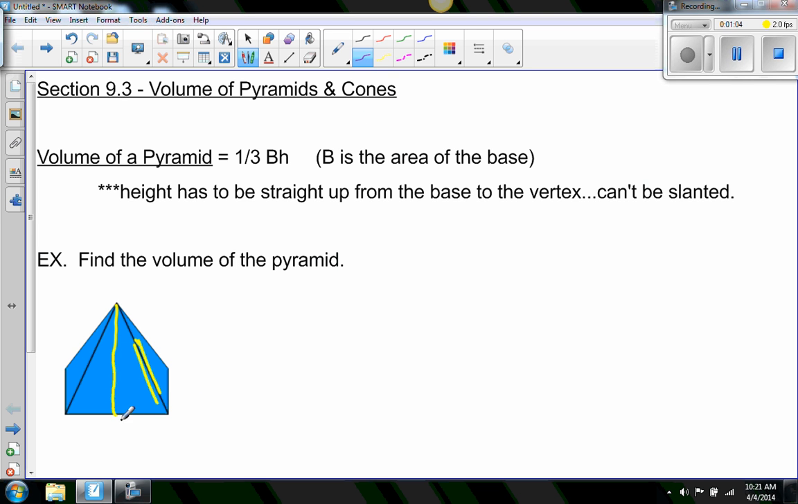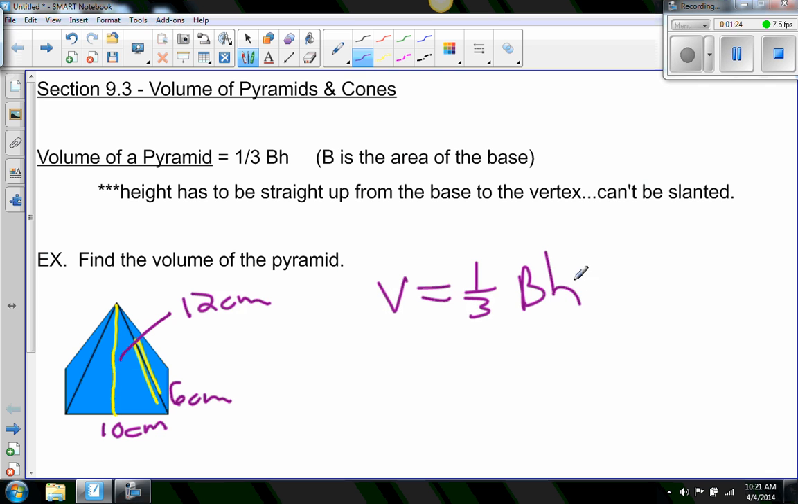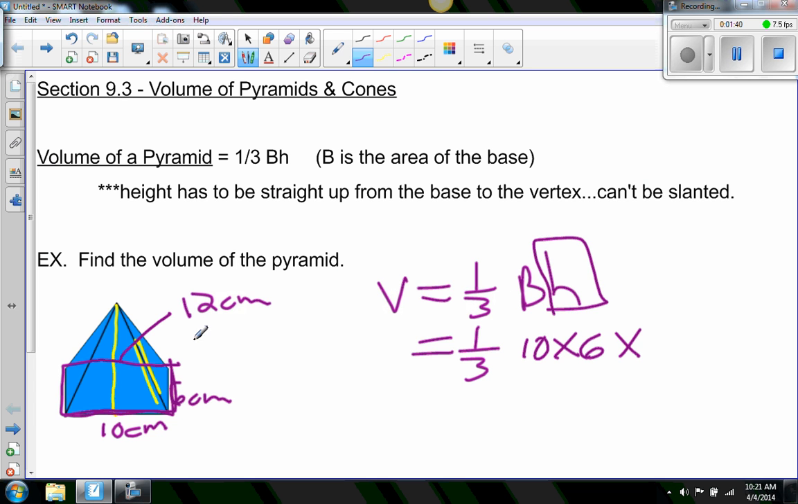So let's put some numbers in here. Let's say that this is 10 centimeters right here. Let's go 6 centimeters for that side, and let's say that this height right there is 12. So again, you always start by writing out the formula: 1/3 big B little h. The big B again stands for area of the base. The base you can see is a rectangle right here. So it's 10 by 6, so you do 1/3, 10 by 6, and then this height right here is the height of the whole thing, so it's that 12.